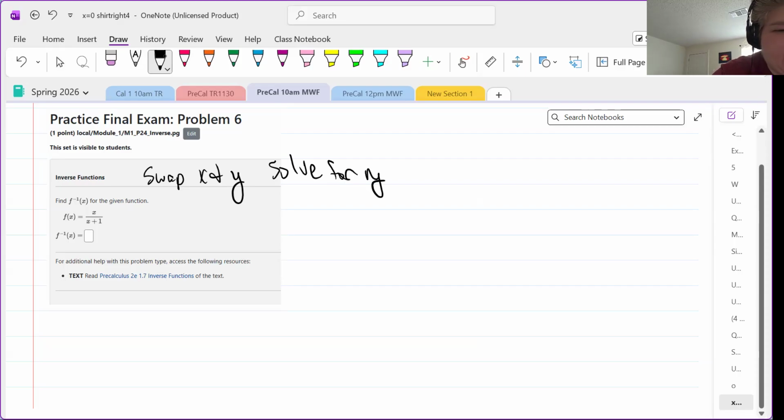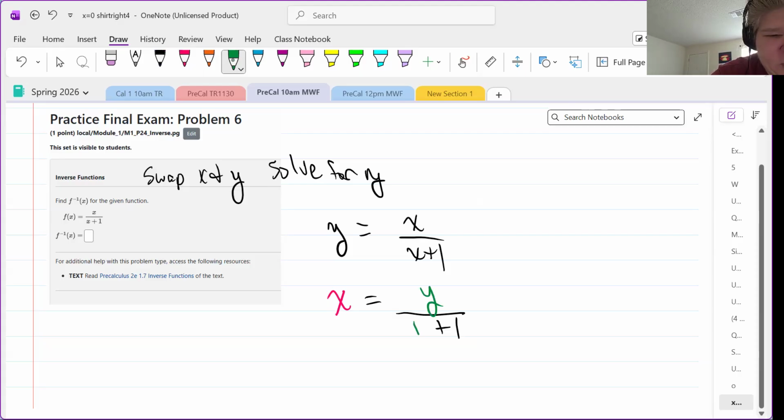All right, so let's write our equation. y equals x over x plus 1. Now we're going to swap. So everywhere there's a y, I'm going to write an x. Everywhere there was an x, I'm going to write a y. So now I have x equals y over y plus 1.